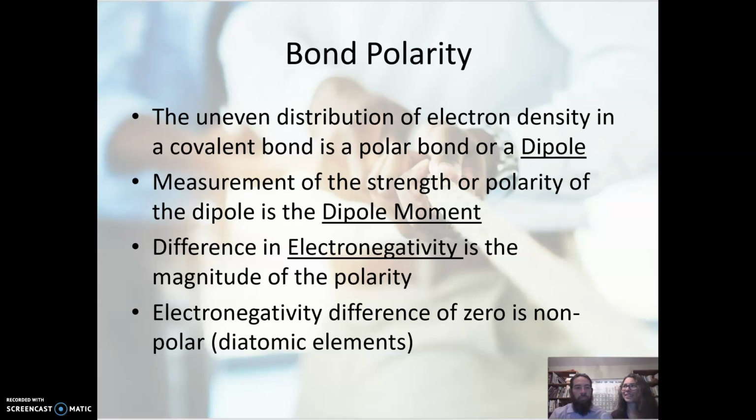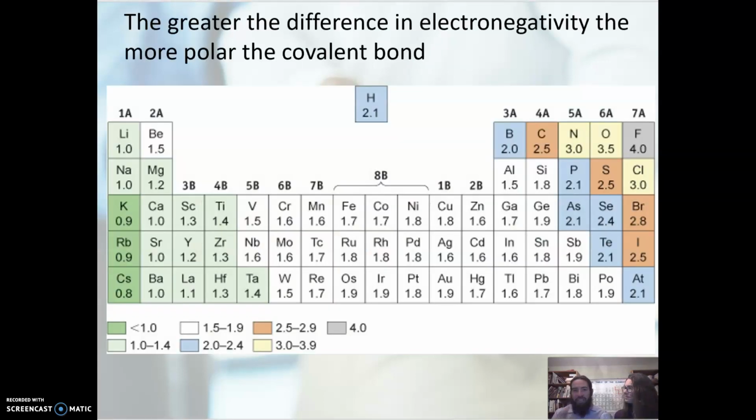Sometimes you'll see electronegativity differences of less than 0.4, which some texts will describe as nonpolar. We usually just consider a nonpolar bond to be for those diatomic elements where they're exactly sharing the electrons equally. If we look at the electronegativity, we can get into some situations, like hydrogen and phosphorus, which both have an electronegativity of 2.1. So a phosphorus to hydrogen bond would be nonpolar as well.